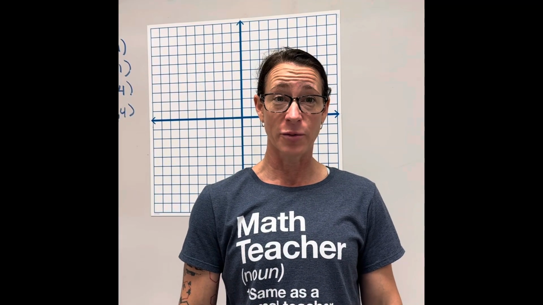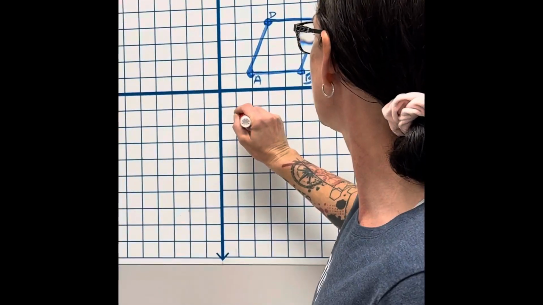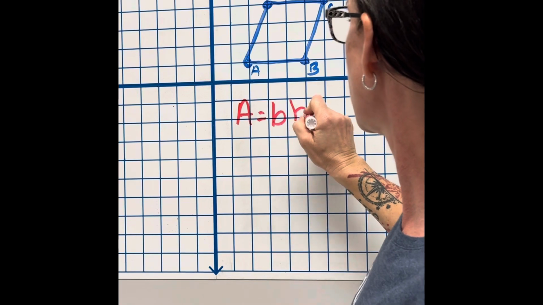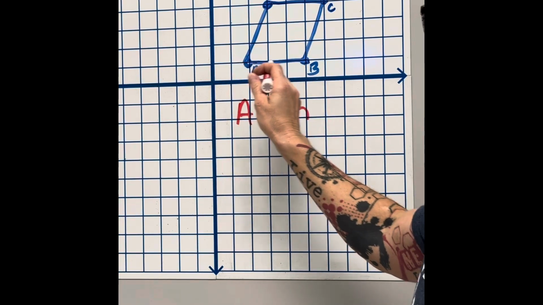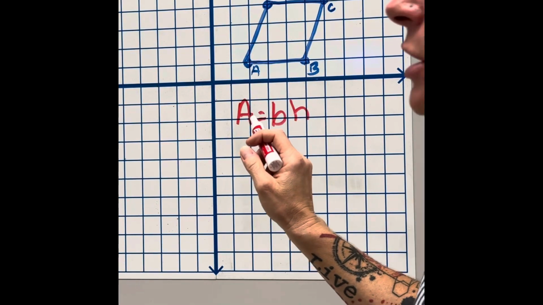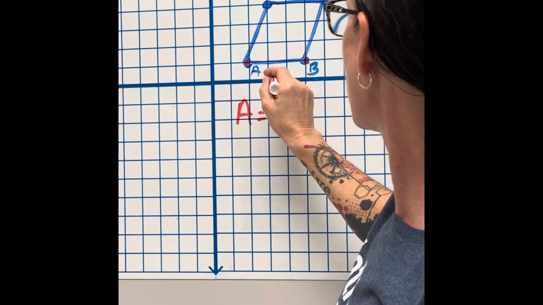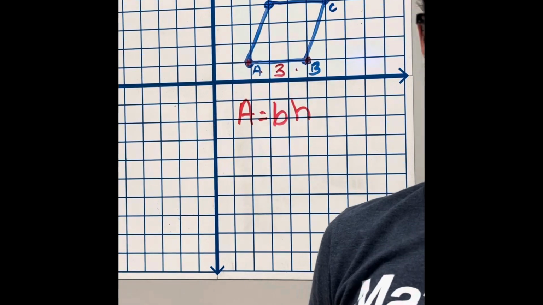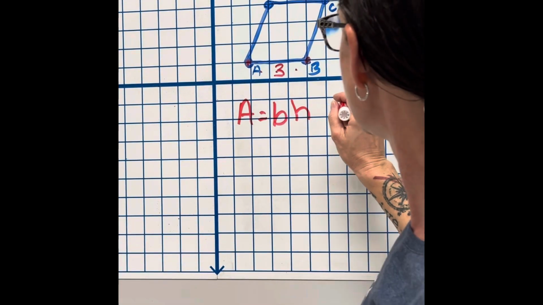Time for the area formula. So the formula for area is area equals base times height. Looking at our parallelogram, our base is usually our horizontal edge. So we look at A to B and count how many squares are in that distance, and that is 3.